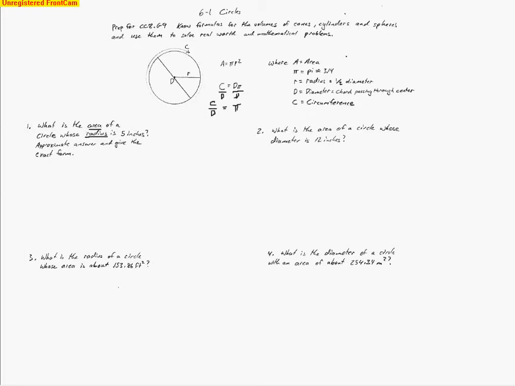So let's take a look at our first problem here. It says, what is the area of the circle whose radius is 5 inches? Let's start off with our formula: A equals pi r squared, so radius squared.